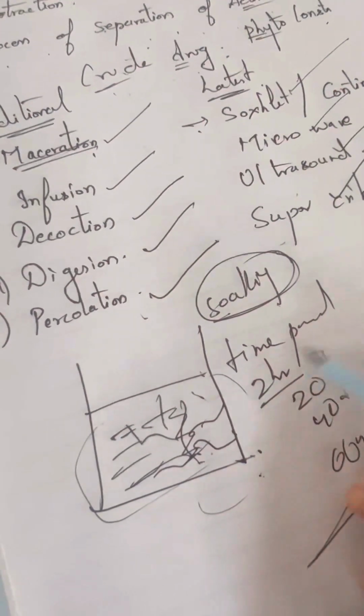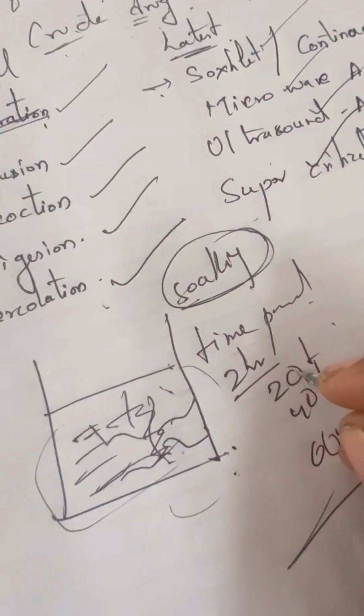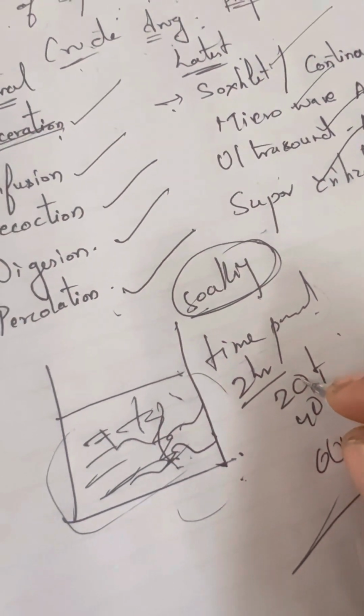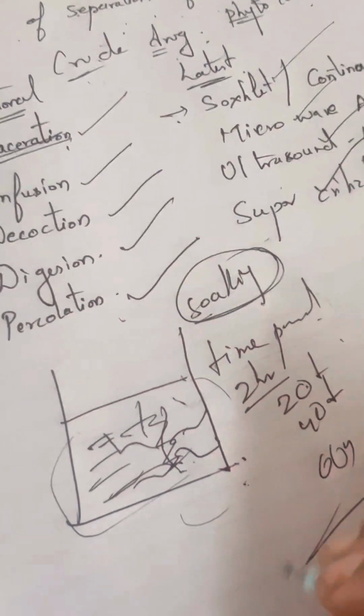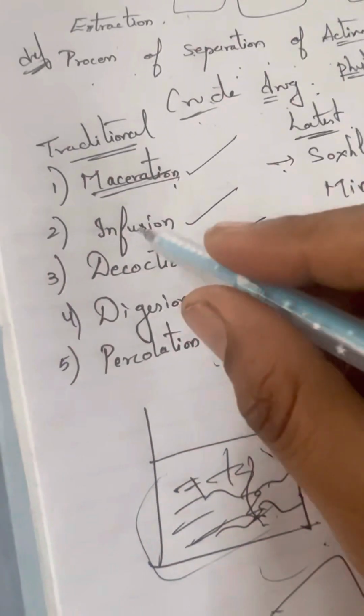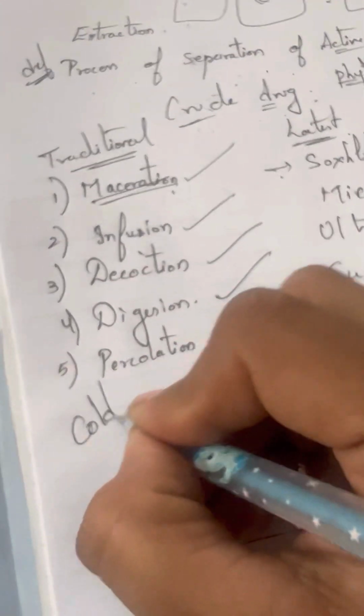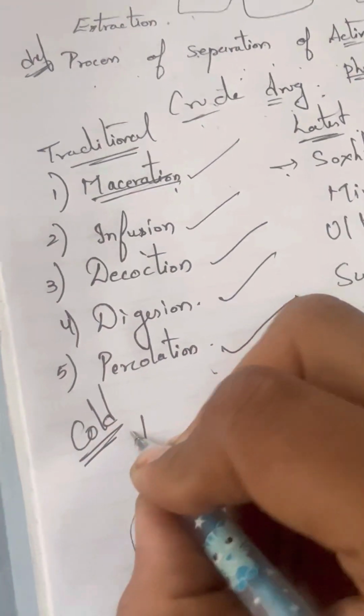For a particular time period they are soaked, and then they are filtered and concentrated. Then you will get an extract. This is one technique. Next, infusion. Infusion is a cold process.